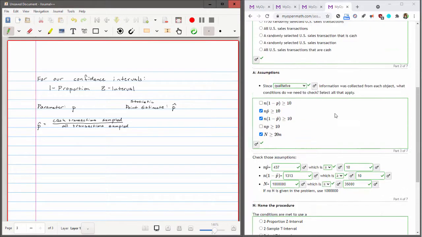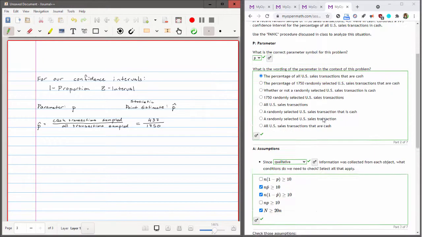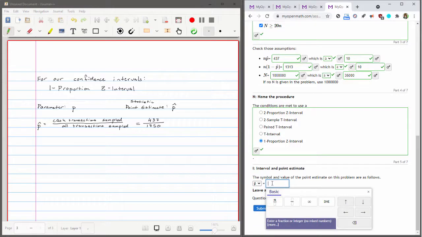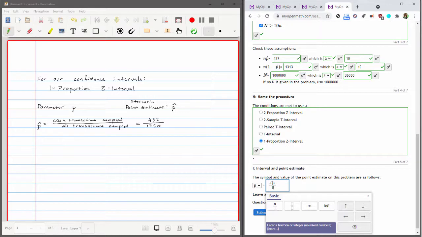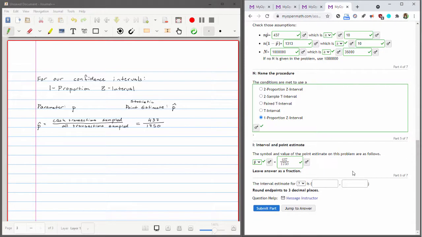So in our problem, we had 437 cash transactions, and we had 1,750 transactions in our sample. So our p hat as a fraction is just 437 over 1,750. Now, if you absolutely love simplifying fractions, you can simplify that, but you don't have to. And now we're going to use our calculator with the one proportion Z interval tool to get an interval estimate.